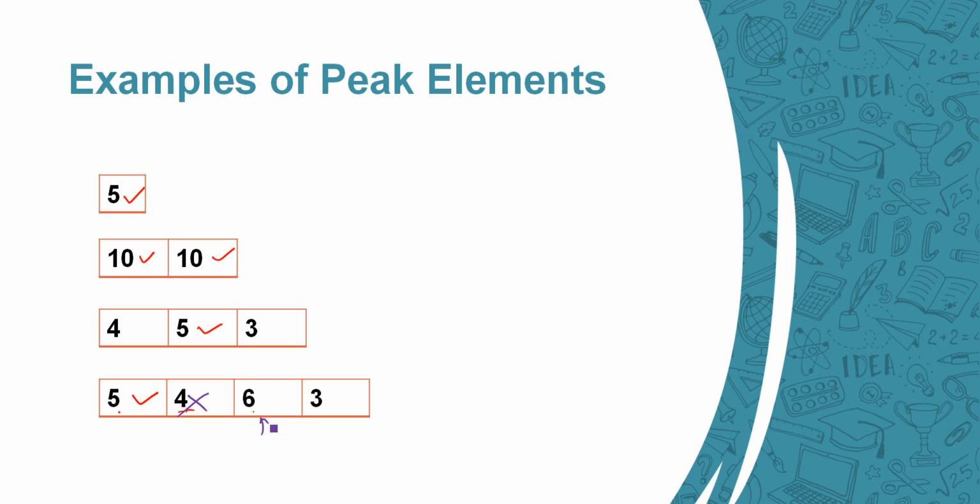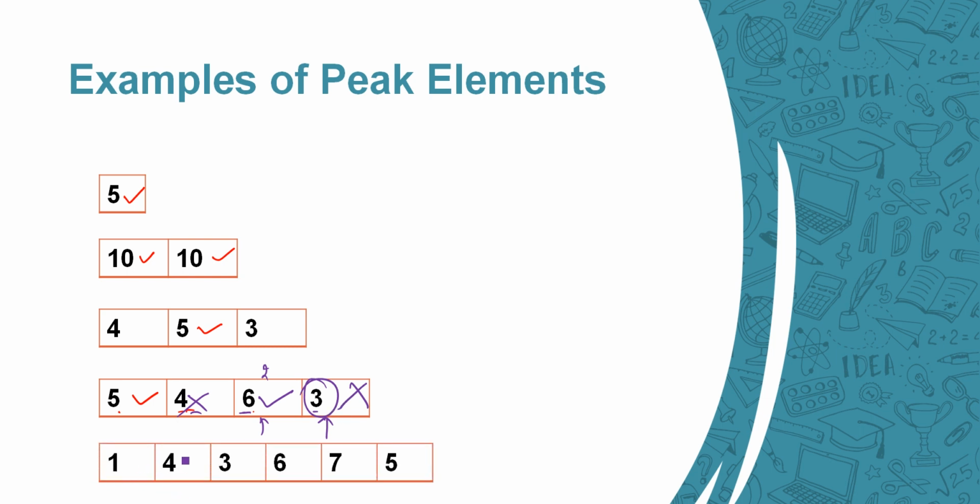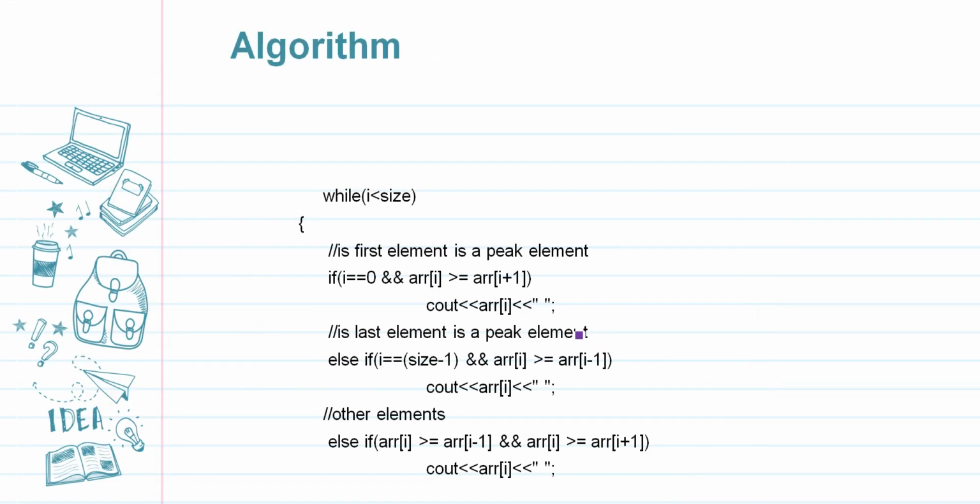Now let's consider this 6, which is at index 2. This is not smaller than 5 or 3, so this will be considered as a pick element. And now let's take the example of this 3. This 3 has only one neighbor, which is 6. So 6 is not smaller than this 3, right? So this should not be smaller than its neighbor, so this is again not a pick element. In the same way, this 4 and this 7 will be considered as pick elements according to our definition. So I hope the question is clear to you.